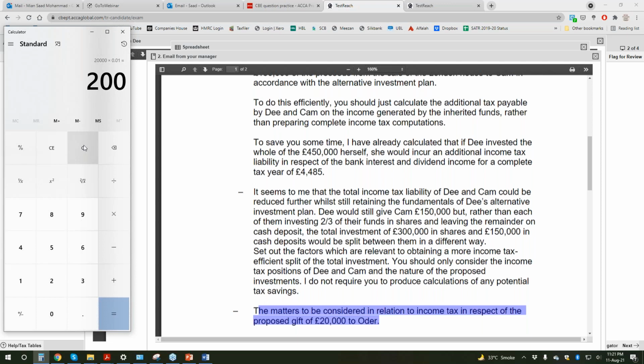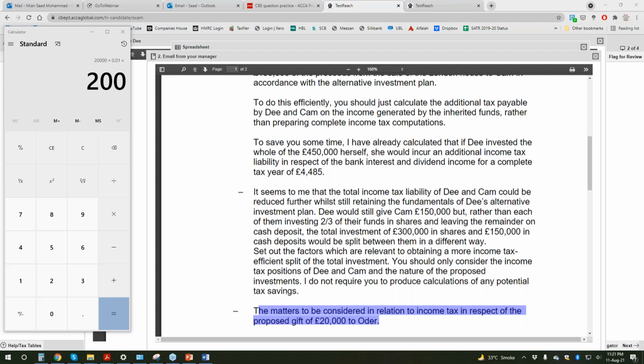at the very last point, oh sorry, the second last point is that it seems to me that the total income tax liability of D and Cam could be reduced further, while still remaining within the fundamentals of D's alternative investment plan. D would still give 150, but rather than each of them investing two-thirds and leaving the remainder, they should split it in a different way.